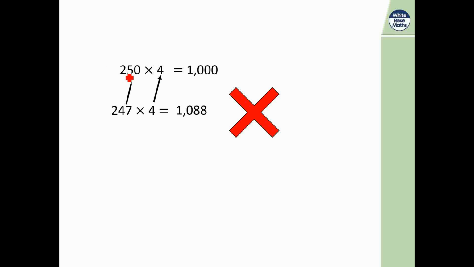So this number is bigger than that number, right? 250 is more than 247. So this answer should be less than 1,000. It should be lower than this number. It should be 900 and something. The answer must be less than 1,000.